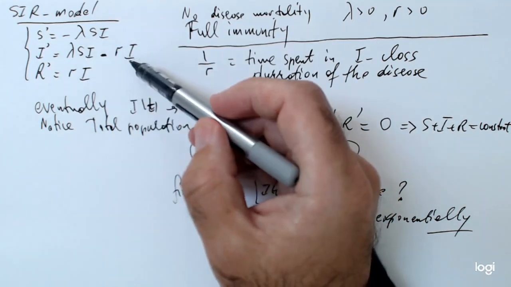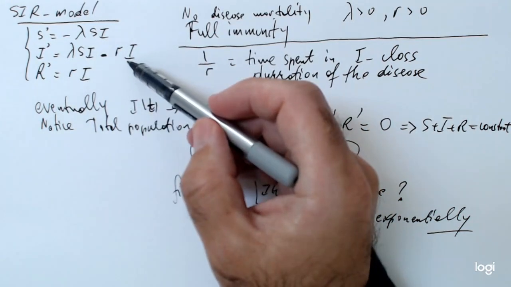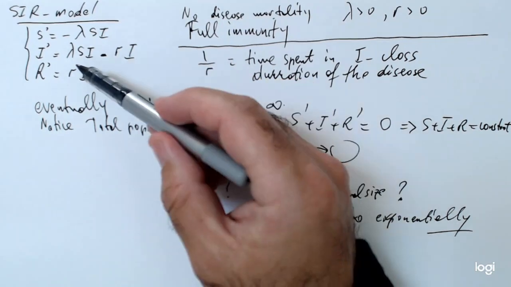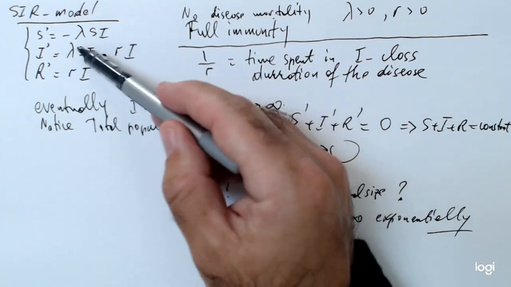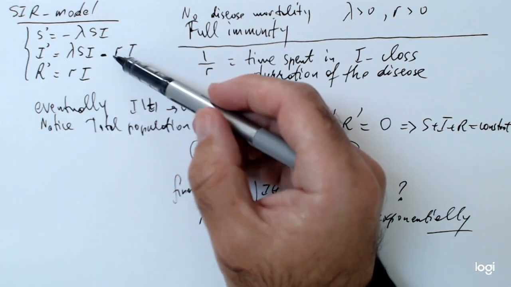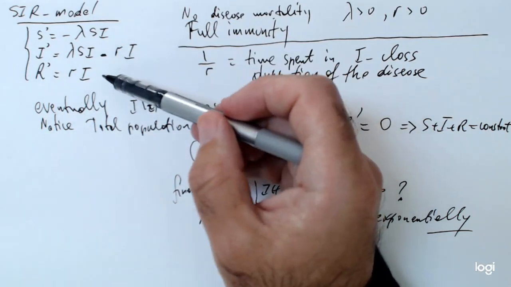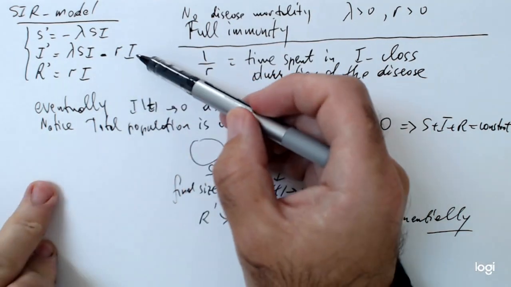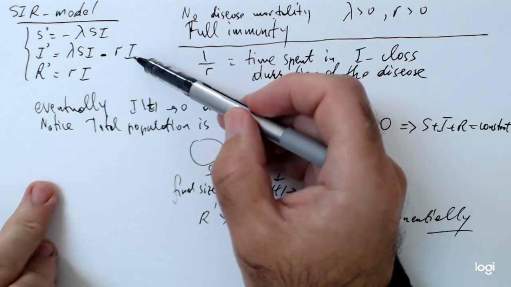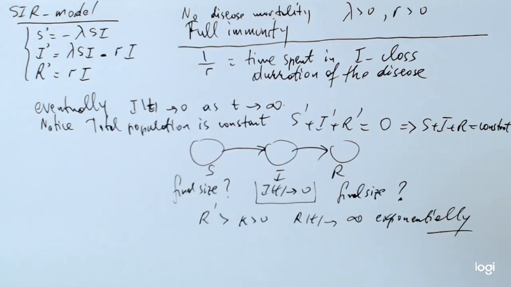And on the other hand, the removal rate is constant. The recovery rate is the same no matter what the source. So eventually, of course, the difference of these will be negative. And then I prime will be essentially below a negative exponential, which means it will decline to 0.